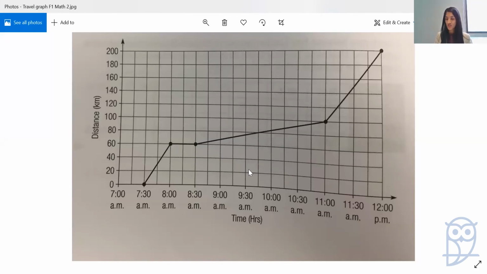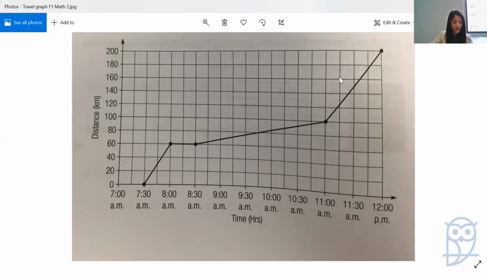The next question asks us, how far did they travel between 8:30 a.m. and 11:30 a.m.? So how far did they travel? There's 8:30 a.m. here, and that's 11:30 a.m. How far did they travel? They traveled a total of 40 kilometers.